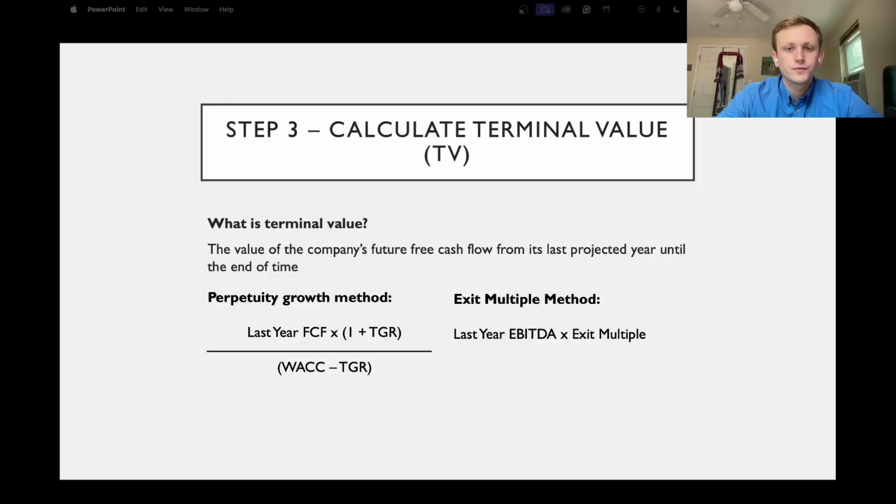Now on to step 3, calculate the terminal value. The terminal value is the value of a company's future free cash flow from its last projected year until the end of time. Now this might sound a bit daunting, but luckily we're standing on the shoulders of giants and we have 2 formulas to help us. You can use either one, you can even average both of them, but first I'm going to use the perpetuity growth method, which is last year's free cash flow multiplied by 1 plus the terminal growth rate divided by WACC minus the terminal growth rate.